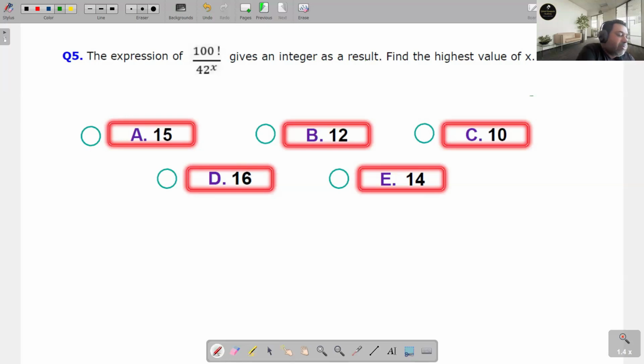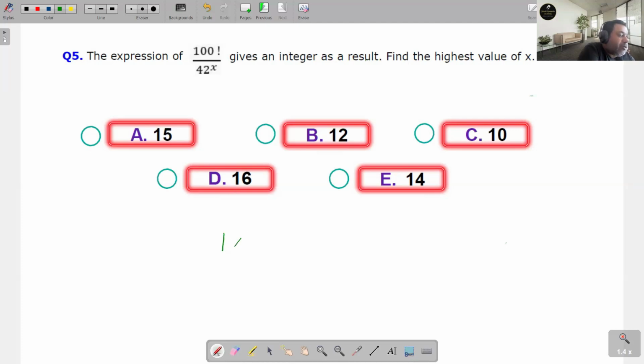Because let's say the answer here is equal to n, where n is an integer. This multiplied by 42 raised to the power x is giving me 100 factorial. Now 100 factorial is also an integer. So n is a factor of this, and 42 to the power x is also a factor of this, which means it's completely divisible, right? Now, once we have understood this, let's write this expression down and expand it.